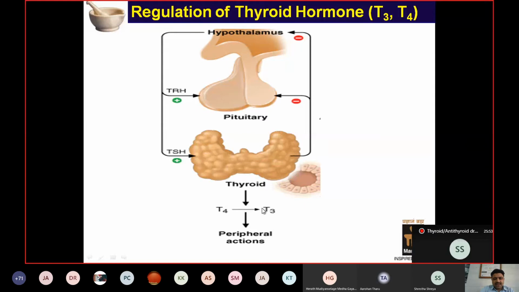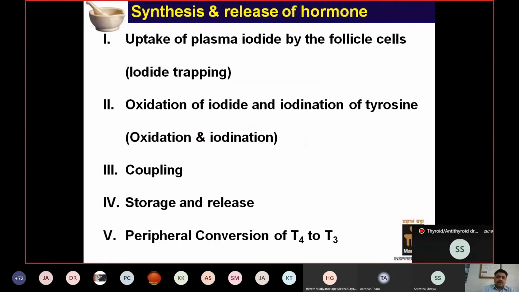Generally T3 is the active form of thyroid hormone. So whatever is released as T4 has to be converted to T3, and that is what we call peripheral conversion. Ultimately this T3, which is more potent, produces the peripheral actions. So what are the actions? We will talk briefly.